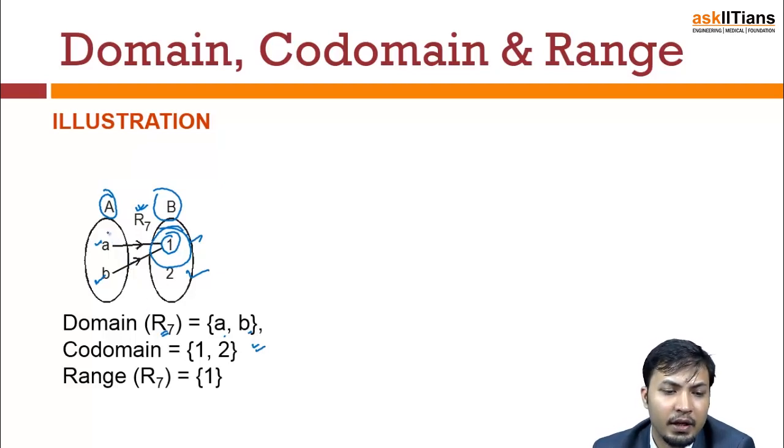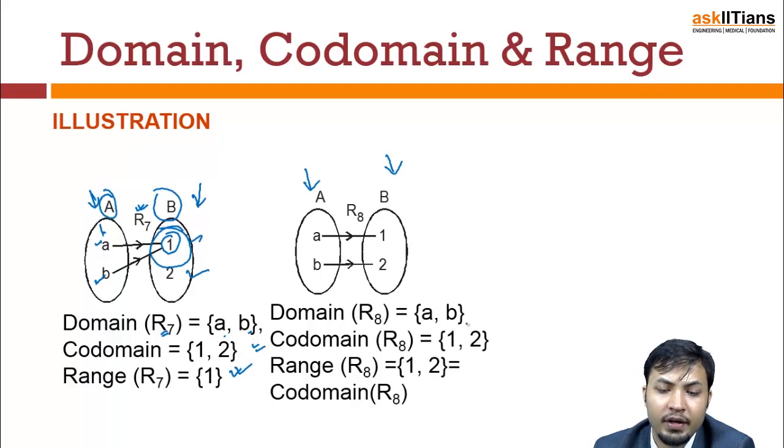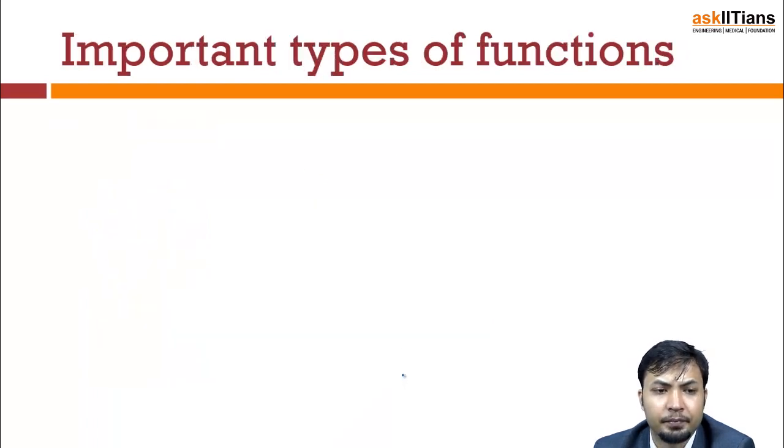Okay, so this is an example based on that. You see, have a look again. All the elements in A are my domain, all the elements in B become my codomain, and the outputs based on that are my range. Okay, now let's continue further. The same thing is significant over here. Now over here you will see that both my range and codomain are the same. Okay.